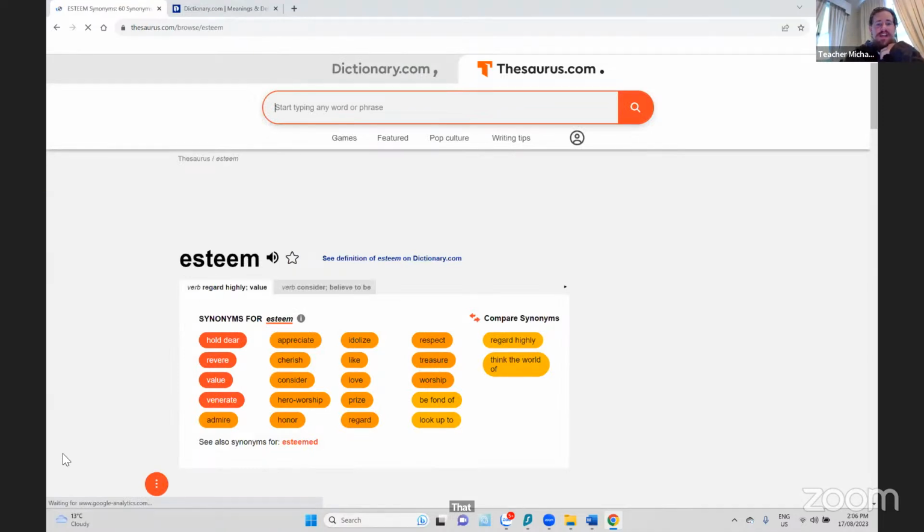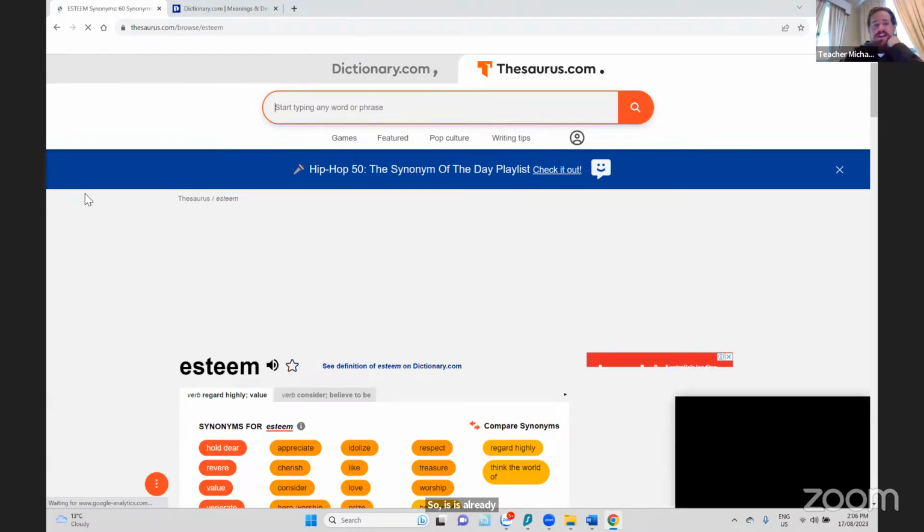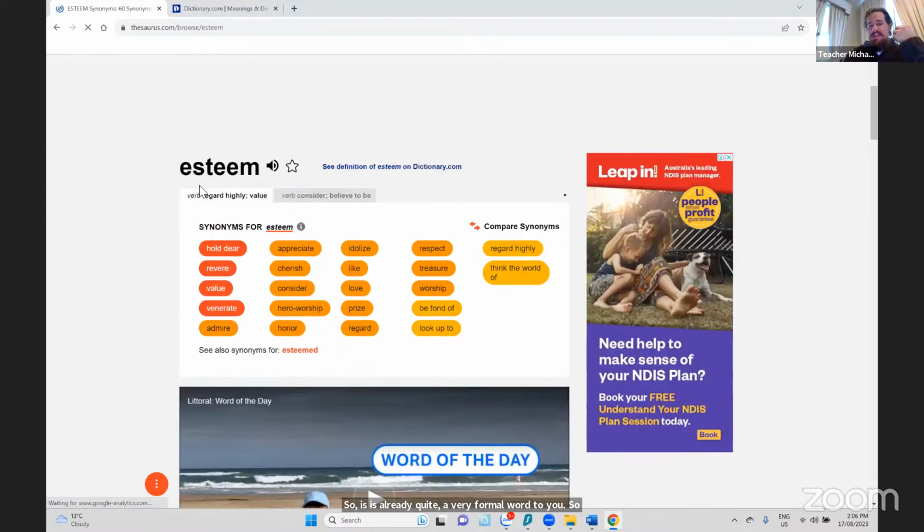So esteemed is already quite a very formal word to use, so we're not looking to change it, but we'll just look at some of the other words that could have been used if the speech were less formal. So we could have said something like loved judges, prized judges, respected, treasured. I definitely wouldn't have said worshipped because that's a little bit over the top. But we can see here that all of these other phrases could be used instead of the word esteemed.